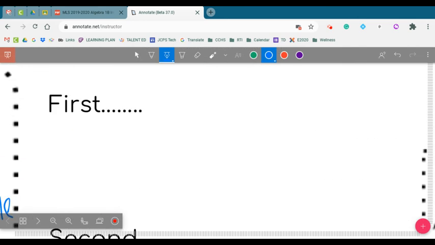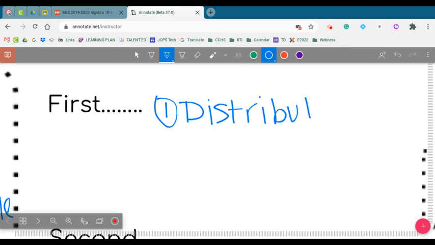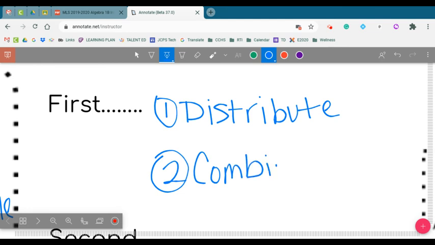Whenever we do that, our first step is always distribute. If we have parentheses, we have to make sure we distribute. If there's no distributing, we're going to go on to our second step, which is combine like terms.